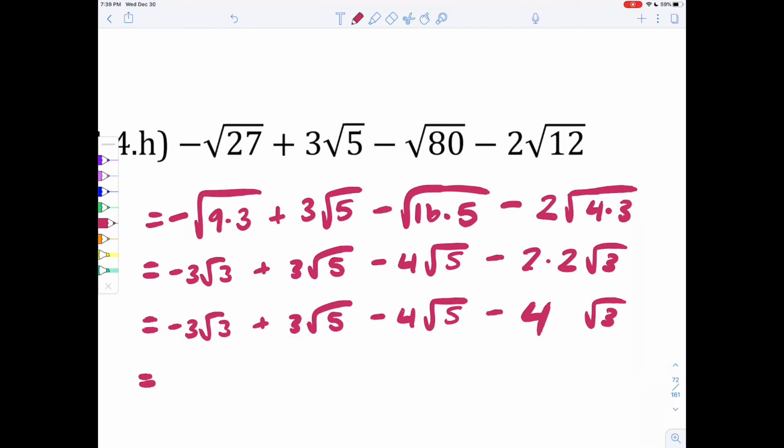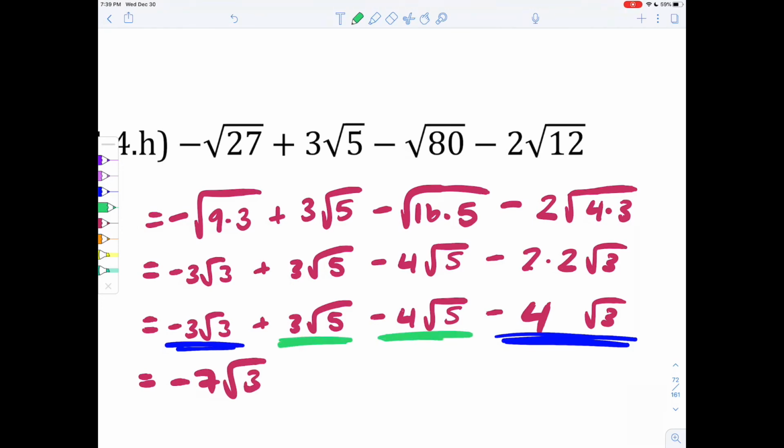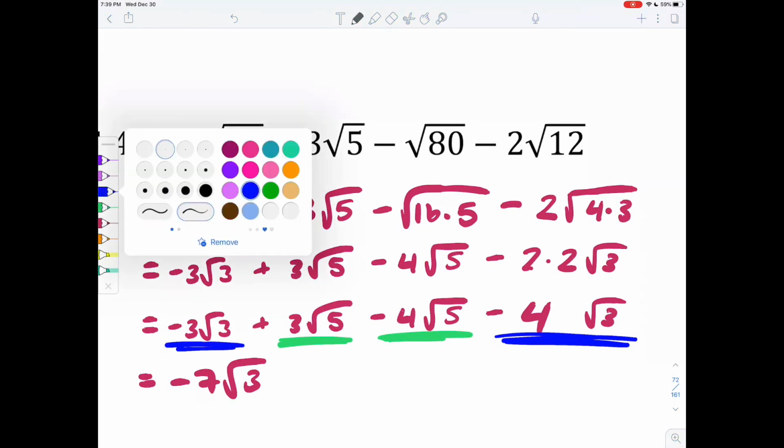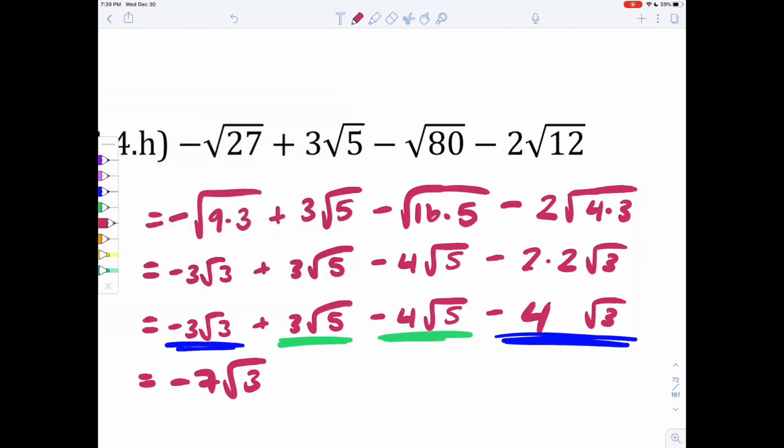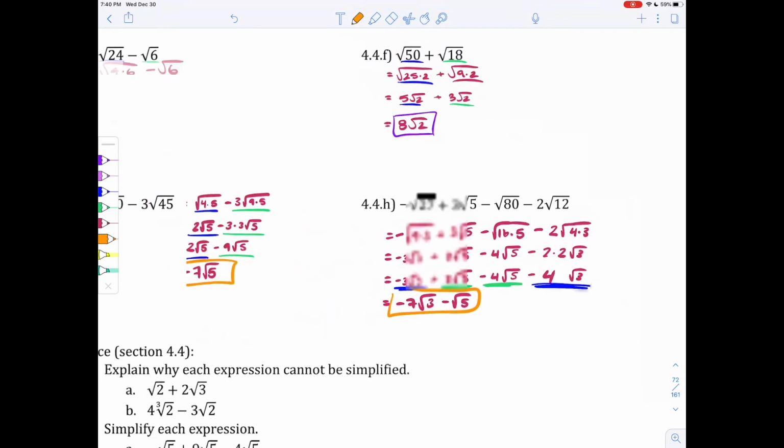And then looking for like terms here, I noticed that I have a couple of root 3s that I can collect. So negative 3 and negative 4 give me negative 7 root 3. And then I have a couple of root 5s going on here. So 3 plus negative 4 will give me negative 1 root 5. But again, I don't write that negative 1. I just write negative. And there we have it. So we'll have negative 7 root 3 minus root 5.